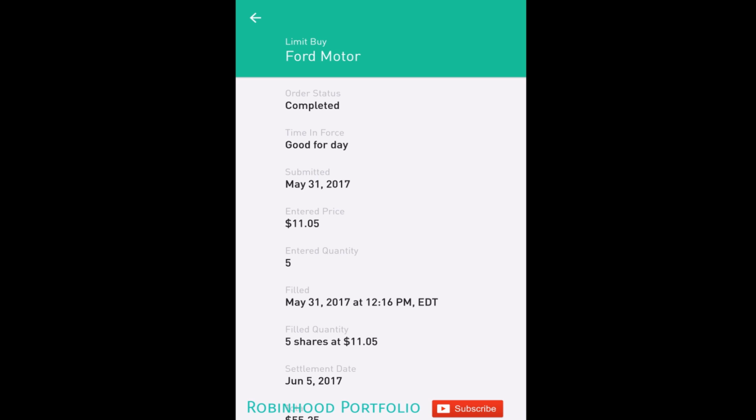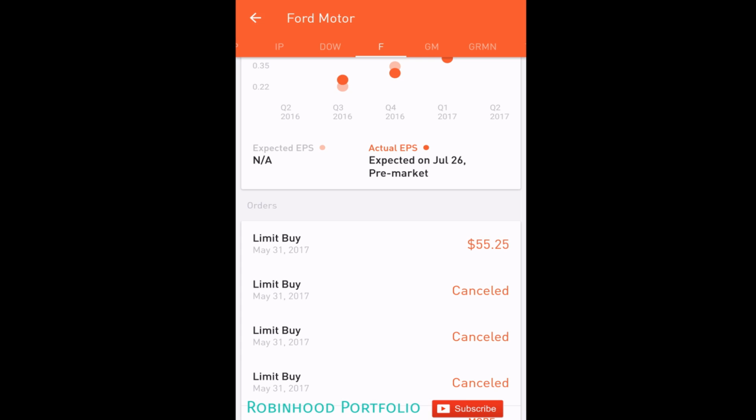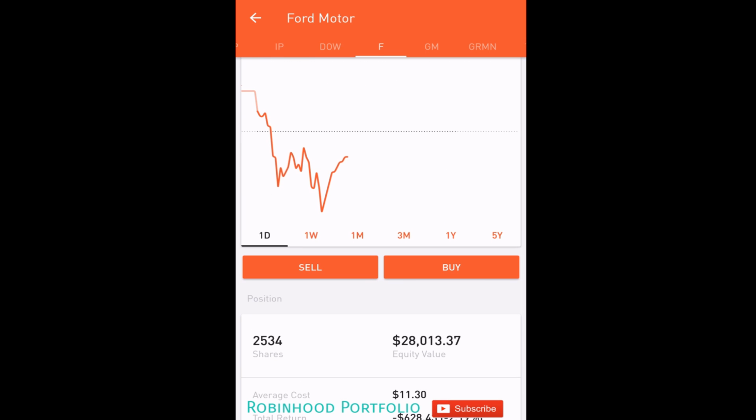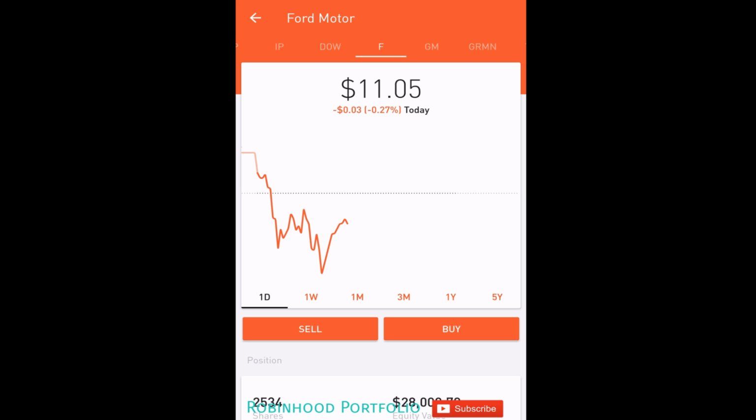Again, I have a limit buy in at 11.05, 5 shares here. Just waiting for that to execute. Okay, it's back down to 11.05. Let's see if this executes here. E-Trade back. Oh, now it's 11.052 on my E-Trade account. So it definitely has been trending down here a bit.